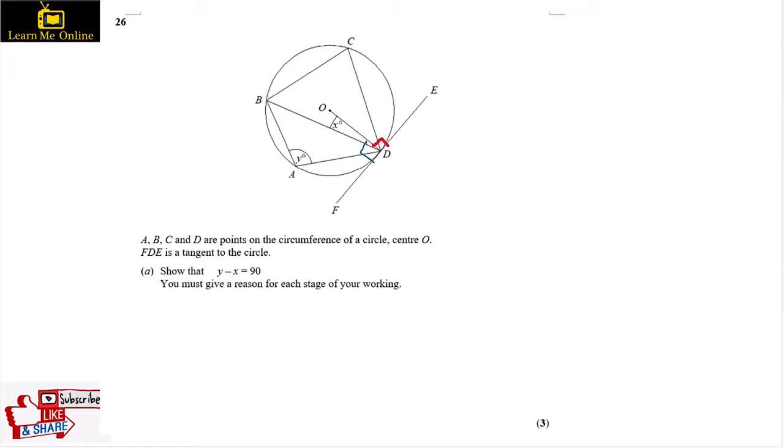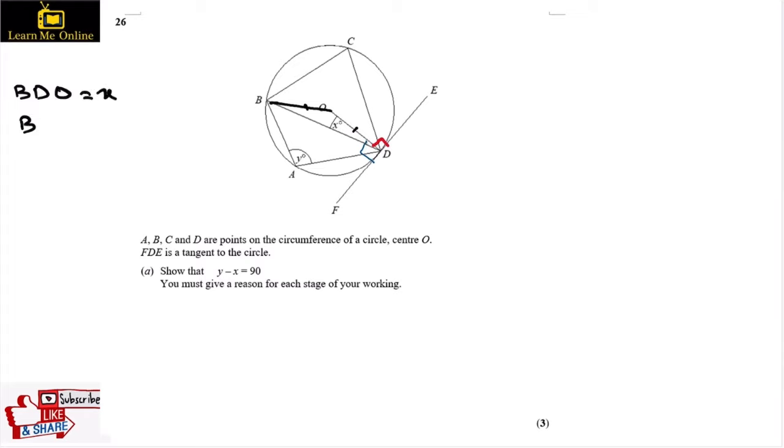Now here it says show that y minus x equals 90. So what is the first thing we see? The first thing is DBO is x. So we clearly can see that DBO is x. If I extend this line, because this is the radius and this is the radius, it means that it's making an isosceles triangle. Using the isosceles triangle, we can write it down that DBO is equal to x.